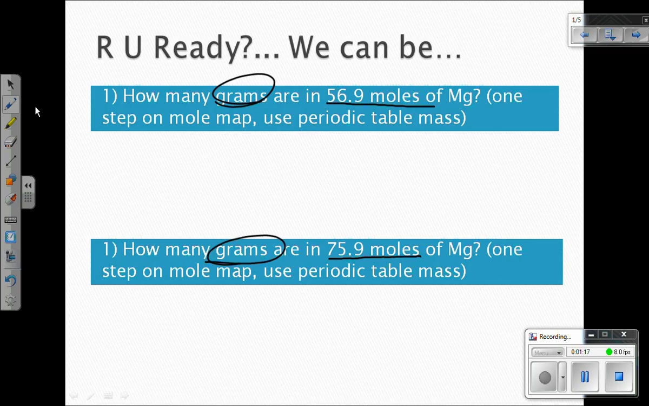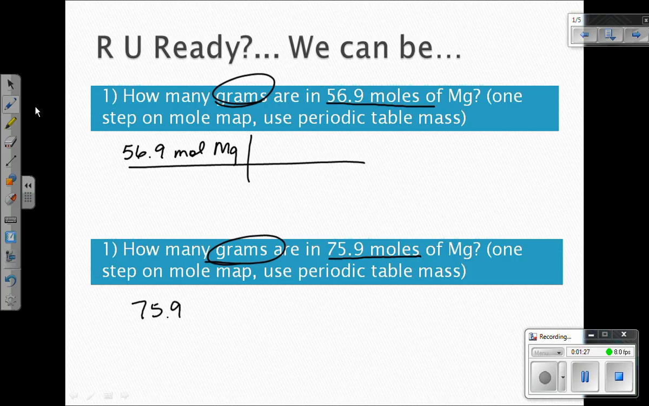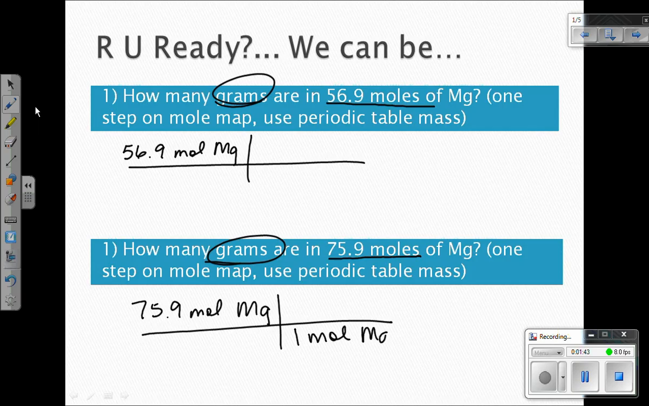So we start with what I underlined, which was 56.9 moles of magnesium and 75.9 moles of magnesium. And then we do our T charts, our T bars. We are then going to look up the periodic table, because we know that if we have 1 mole on the top, we have to have 1 mole on the bottom to cancel it out if we're doing our dimensional analysis right. And we're going to look on the periodic table at magnesium.